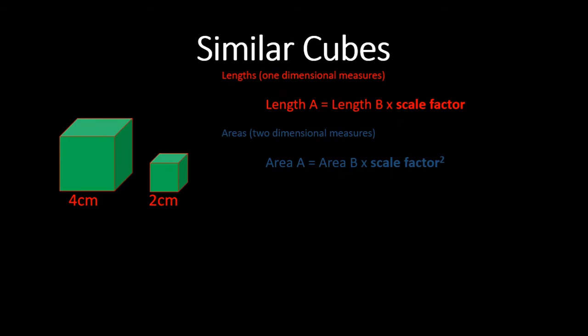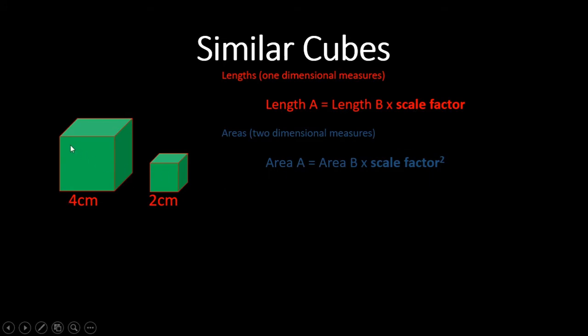Now, if I want to talk about three-dimensional measures, I can't be talking about squares because they're only two-dimensional. So I'm looking at similar cubes now. Using the same measurements, this side length is 4 while that side length is 2. And I could say that the side length of this is equal to the side length of this multiplied by some scale factor. I can see that 2 got doubled to make 4, so my scale factor is 2.